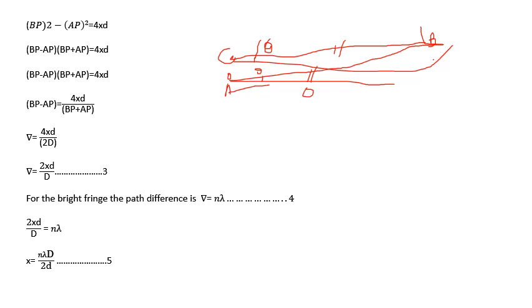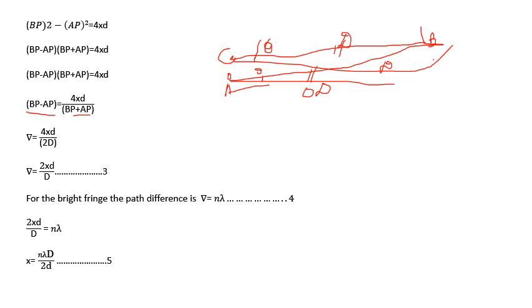Okay, suppose this distance is D, so in that condition AP also becomes D, and this CD also becomes D. But keep one thing in your mind: these distances are approximately equal, but there is some difference, so we cannot say that BP minus AP is totally zero. It is not totally zero. Some fraction of difference is present, therefore we cannot say that this is totally zero. But in this condition, we can say that these distances are approximately equal.